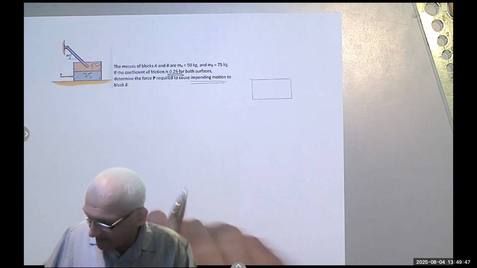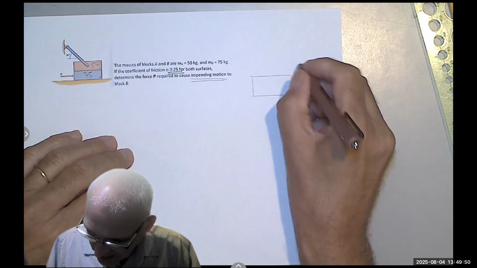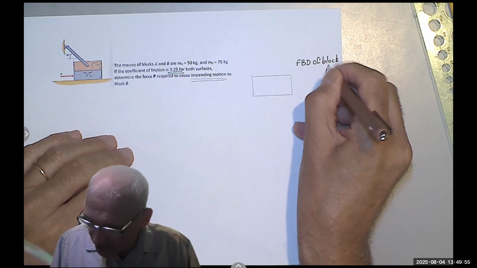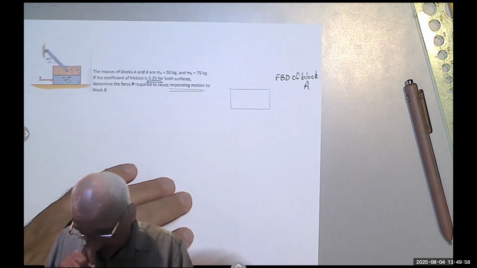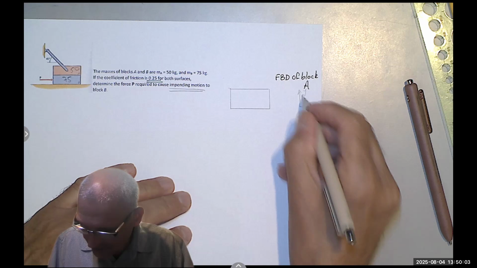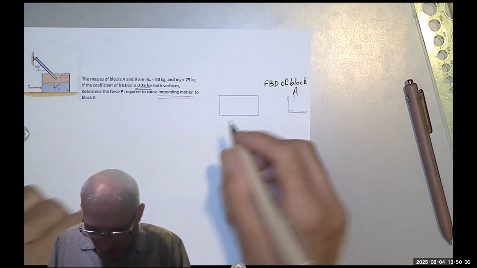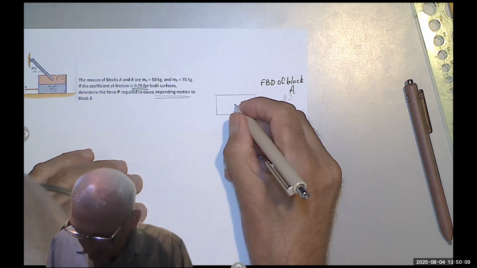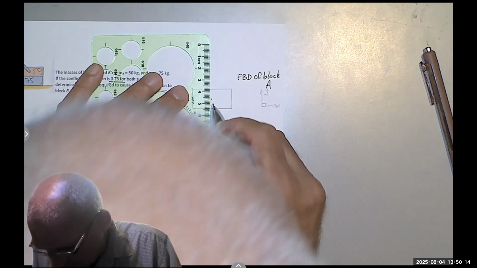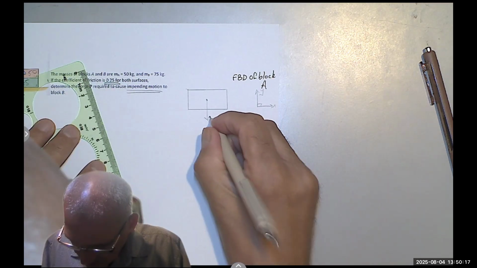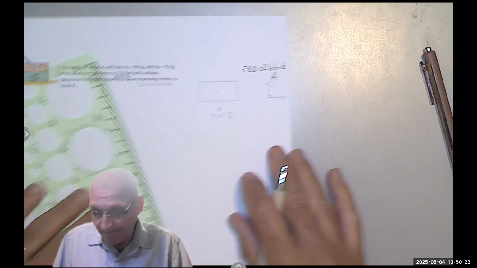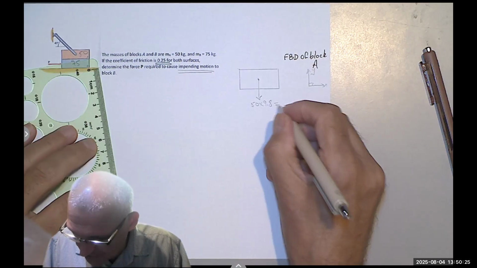So we draw the free body diagram of block A, the one on the top. Let's see what we have on the top. First of all, x and y. Don't forget that ever. It tells you the mass here is 50, so the weight would be 50 times 9.8. Okay? 490 Newton.